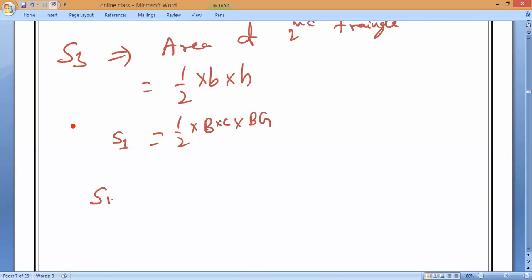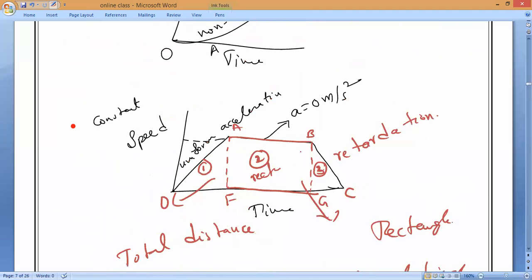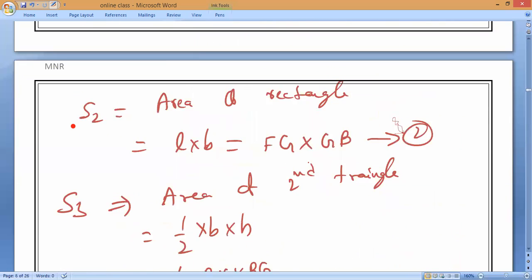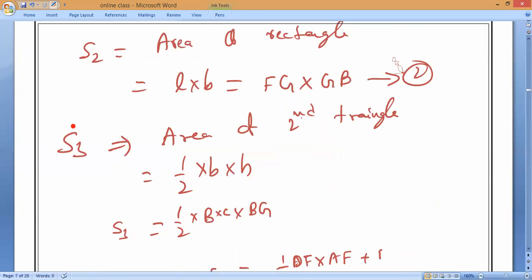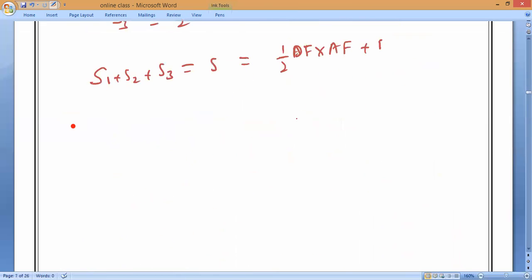So now S1 plus S2 plus S3 is equal to S, which is equal to half into, you have to tell me, what is the formula? Half into length of the first triangle, half into DF and AF. This is the first one. Next, the second one, what, guys? Rectangle. Just now I said rectangle. FG into GB.